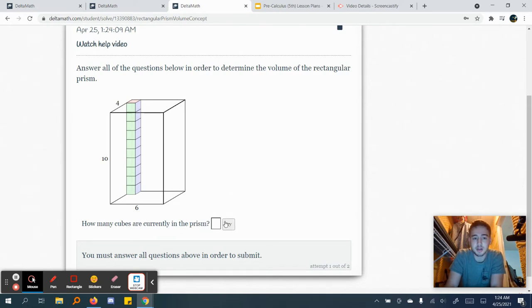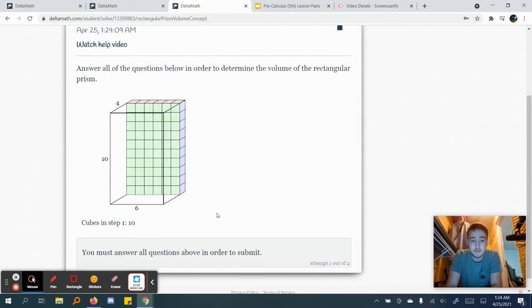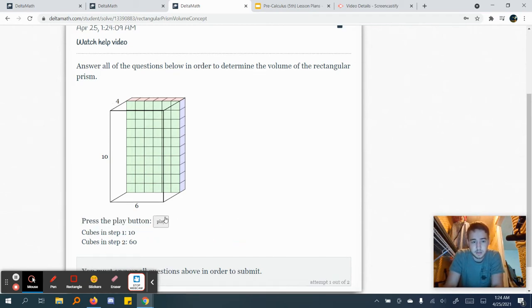How many cubes are currently in the prism? It's going to be 10 cubes in the prism because it's one for each of the height, or you could just count them. Boom. We're going to play it again. How many cubes are currently in the prism? It's 10, but times 6, so it's going to be 60 cubes.